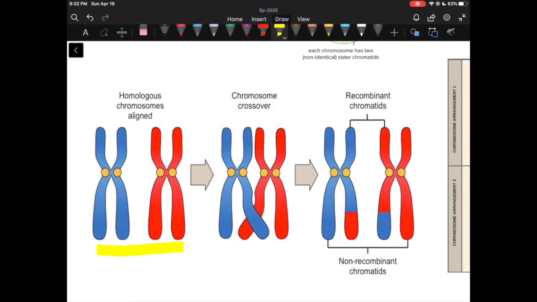So our homologous chromosomes are going to be right here. And so, as the picture says, they're aligning with each other. But then one of the sister chromatids from the blue chromosome right here is going to cross over with one of the sister chromatids from the red chromosome. Or we can say that non-sister chromatids cross over.